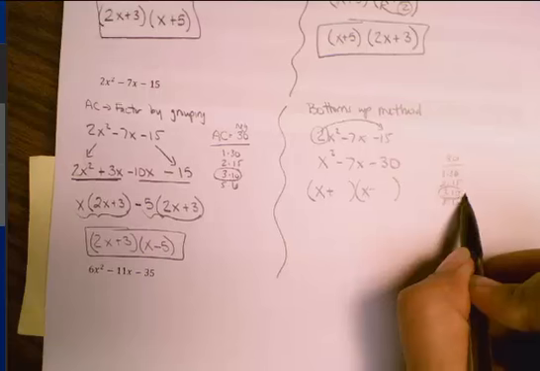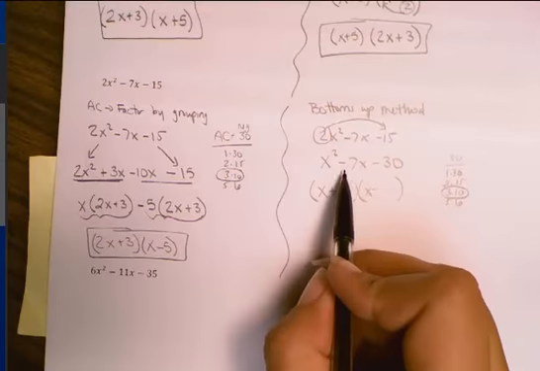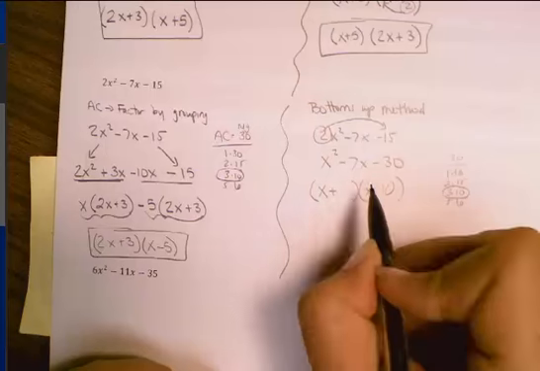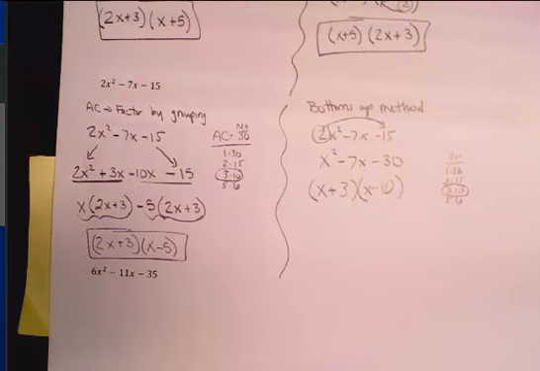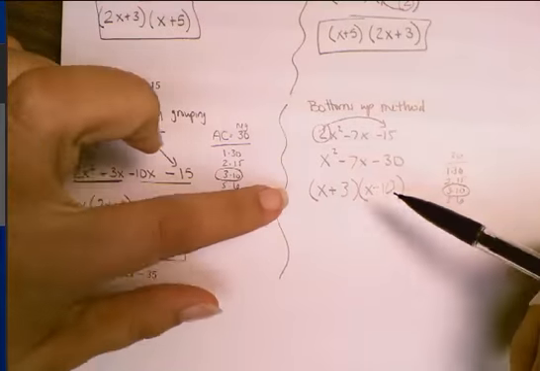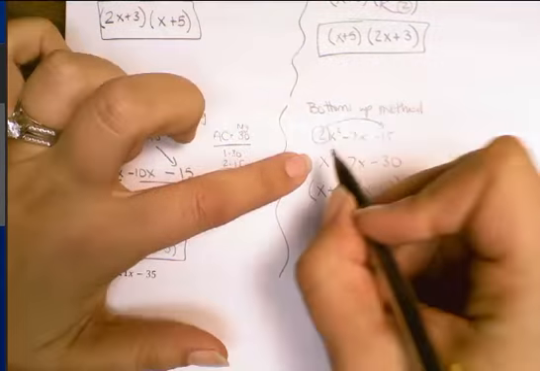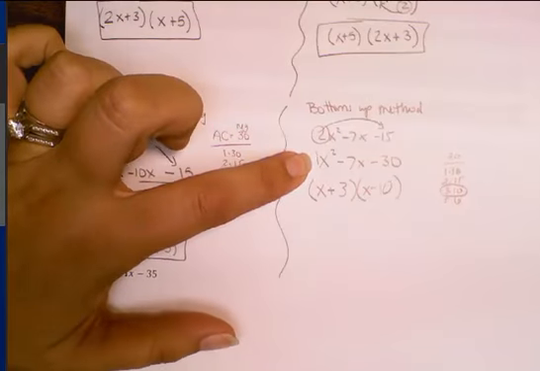Okay, so it turns out that we're going to use the 3 and the 7. Since this is a negative 7, that means the larger number goes with the negative. Okay, so we've got those two terms. So x plus 3 times x minus 10 is a factor of this trinomial where the coefficient was 1.